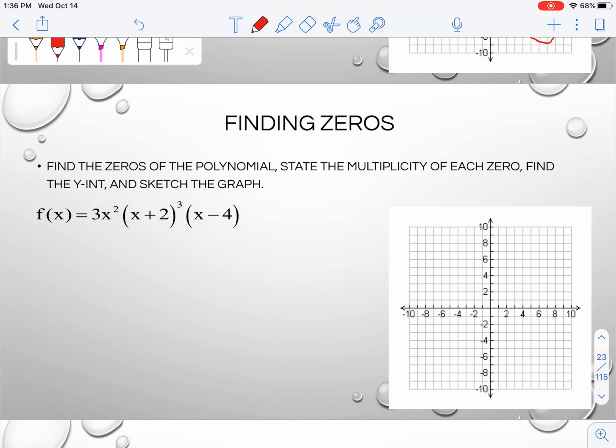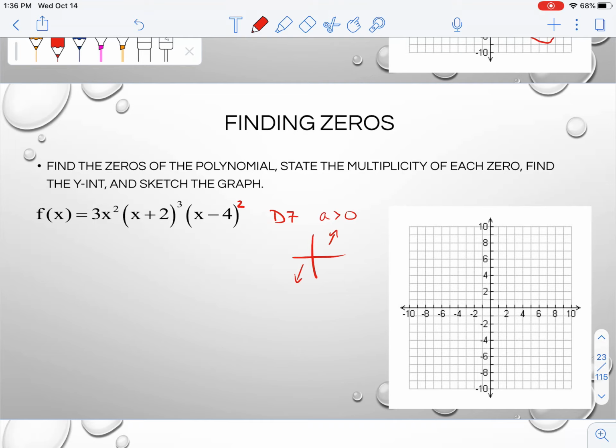So we'll go through one more here. I have 3x squared times quantity x plus 2 cubed times x minus 4, and that's to the first. So let's find my degree. The sum of my individual factors' powers is going to be 6. And actually, let's mix it up because I feel like we've done even for everything at this point. So let's say that this was actually an x minus 4 squared. Now if I add them up, my degree is going to end up being 7. My a value is positive, and this would make my end behaviors be down and up.